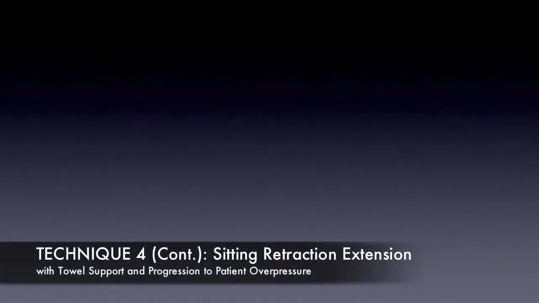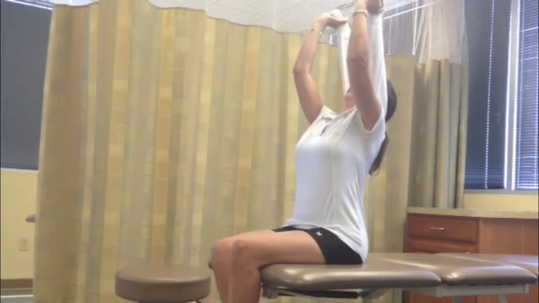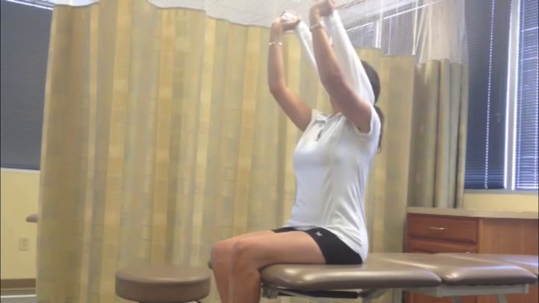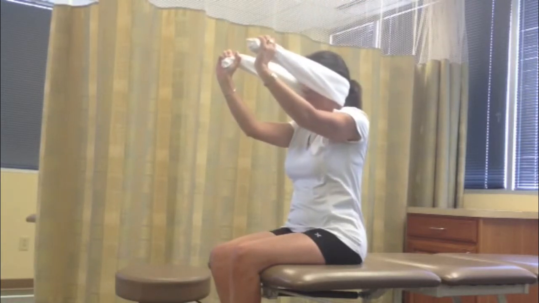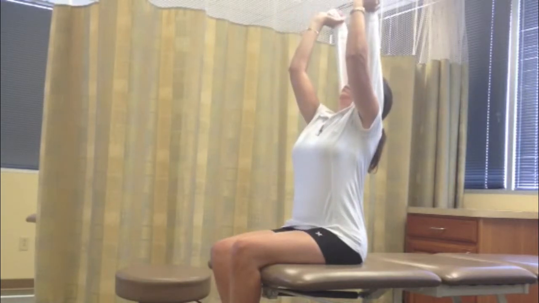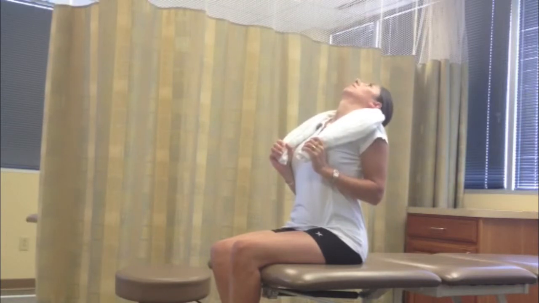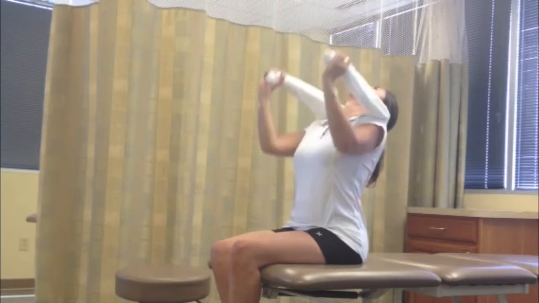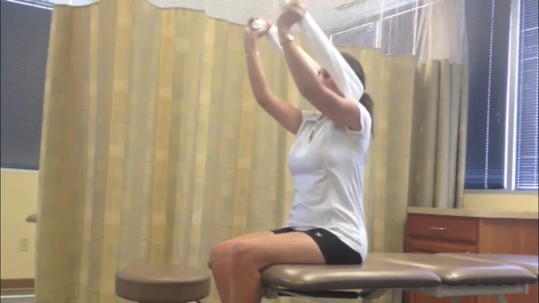Sitting retraction extension with towel support and progression to patient overpressure. Due to limited range of motion or other conditions, patient may benefit from using a towel to unload the cervical spine in this position. Observe how the support is released, allowing overpressure at end range with small oscillations. She then passively returns to neutral position using the towel.